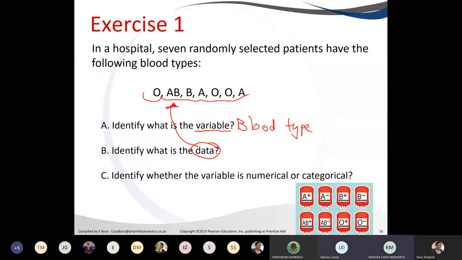Categorical. It is categorical data because we can put it into categories by grouping the blood together. With numerical data, we can apply the mean and the median and summarize it in that nature. Whereas with categorical data, you cannot calculate the mean, the median, the standard deviation and so forth.